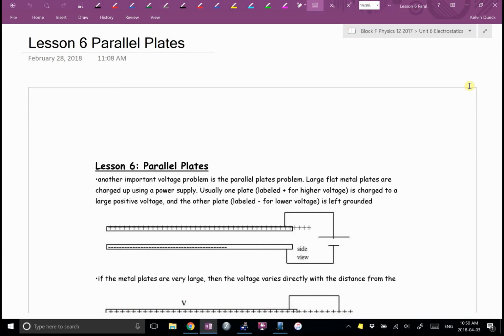Something like these 2 rulers. They don't have to be quite this long. So I wrote here another important voltage problem, in fact, a useful tool in electricity: parallel metal plates.